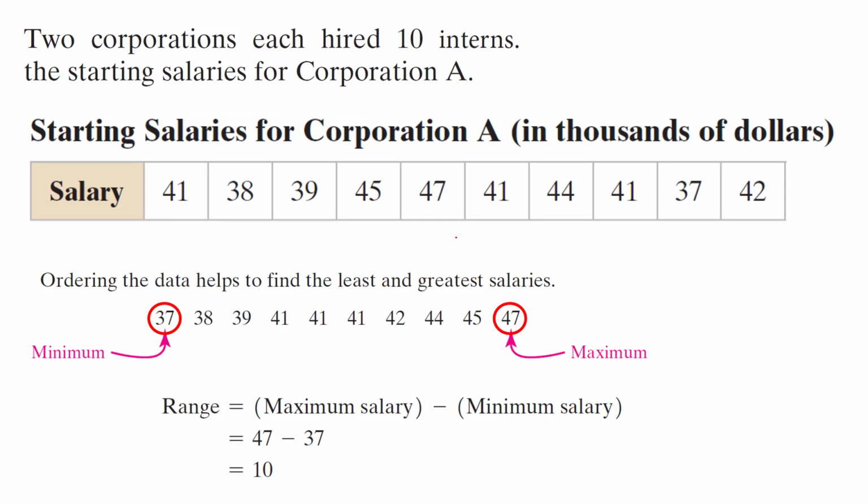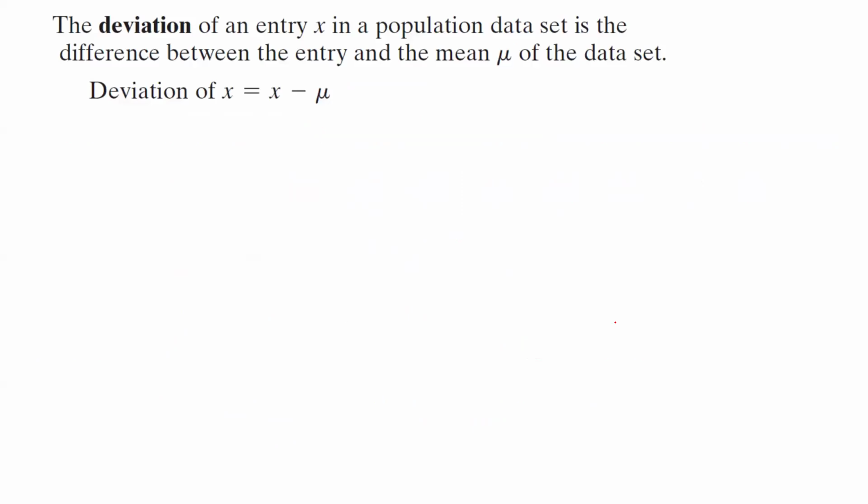Now I expect you to ask, what about the middle data? They don't have any impact on our calculation. Well, we're going to introduce standard deviation that calculates all of the values in between. First, we're going to introduce what we call the deviation. The deviation of an entry like X in a population data set is the difference between the entry and the mean mu of the data set.